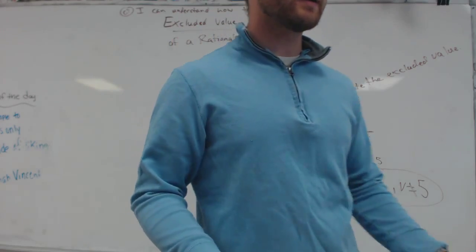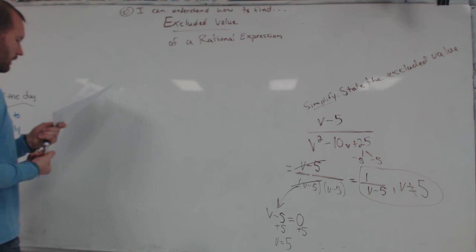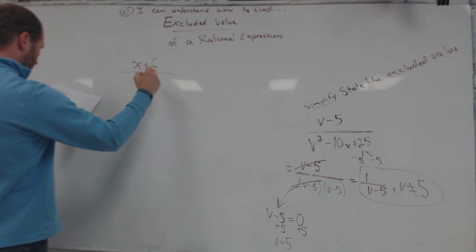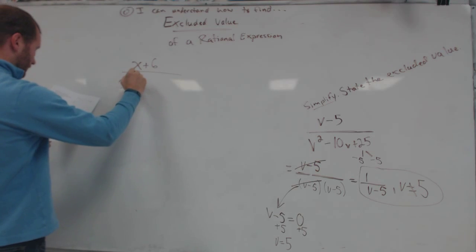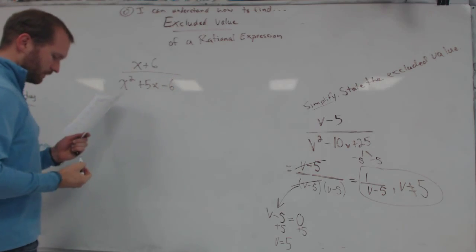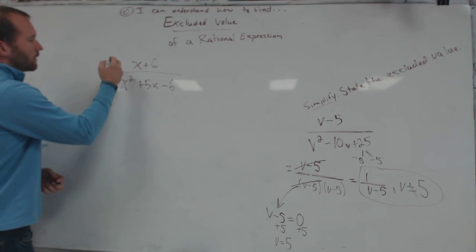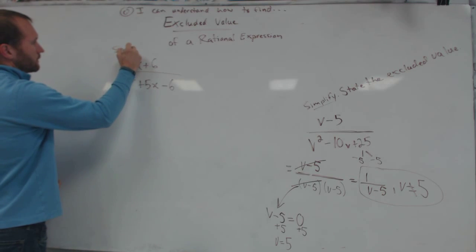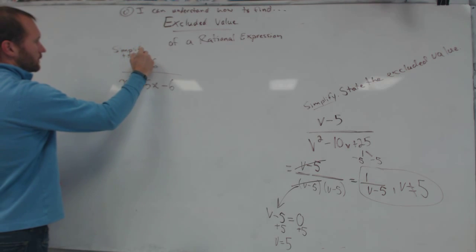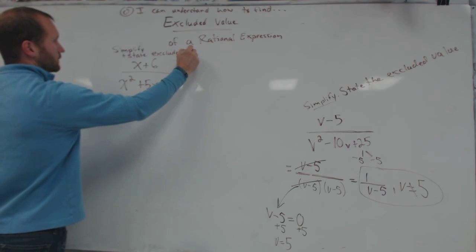There's one more level of complexity with this, which I'm not going to go into detail about, but I just want to give you an example. Plus 5x minus 6. So let's say it says simplify and state excluded values.